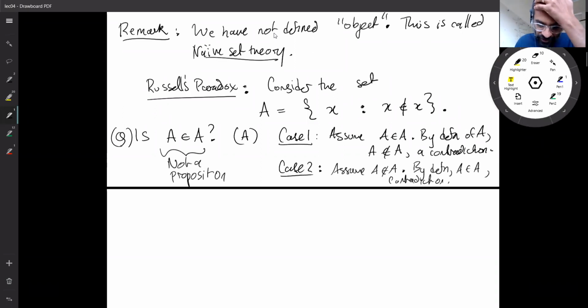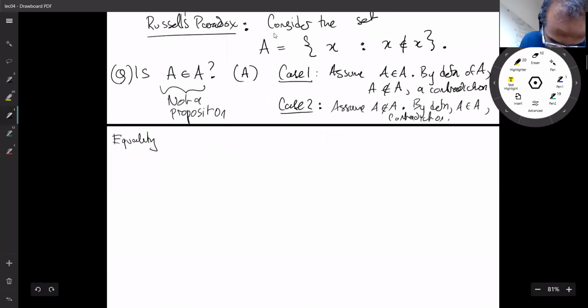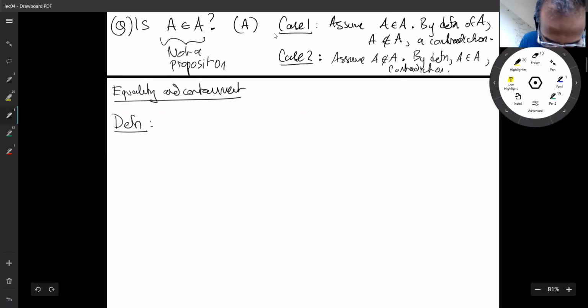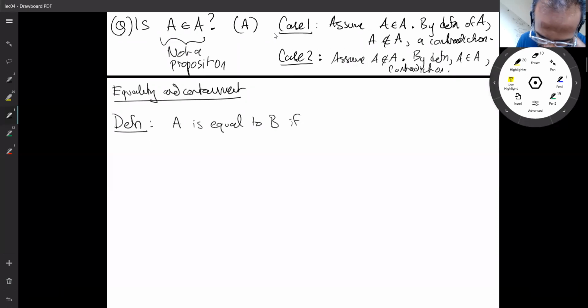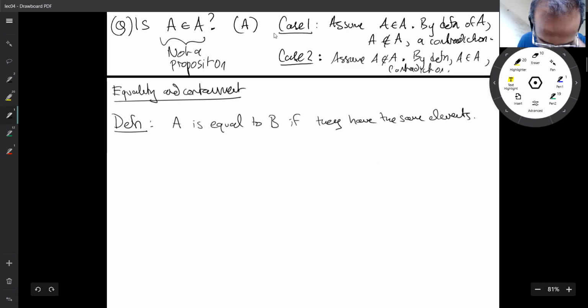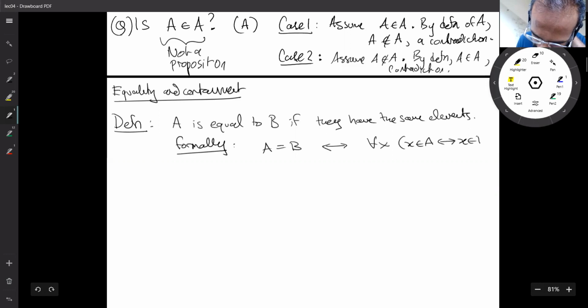Anyway, so let's now talk about equality and containment of sets. So here are the definitions. A is equal to B if they have exactly the same elements. And formally, the way I would phrase this is, I'd say A is equal to B if and only if for every X, X is an element of A if and only if X is an element of B. So that means for every object, it's an element of A if and only if it's an element of B. That's when they're the same set.